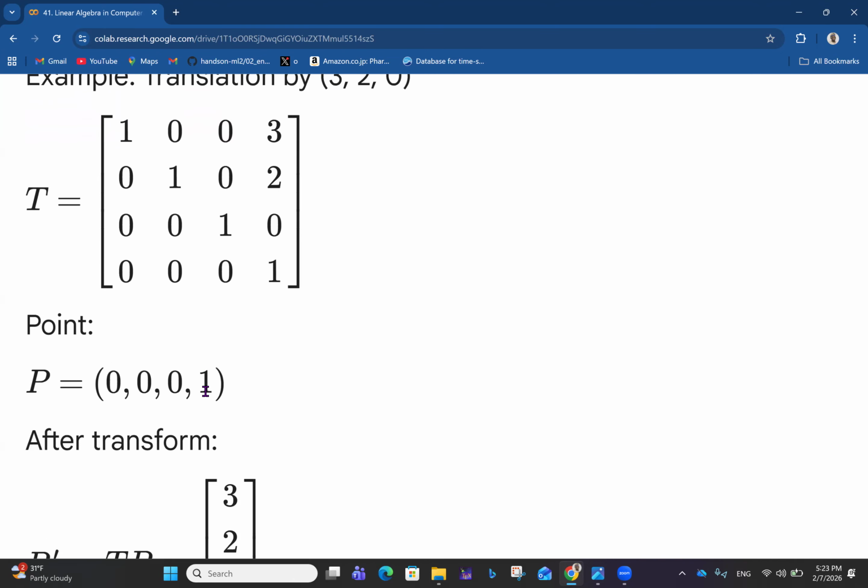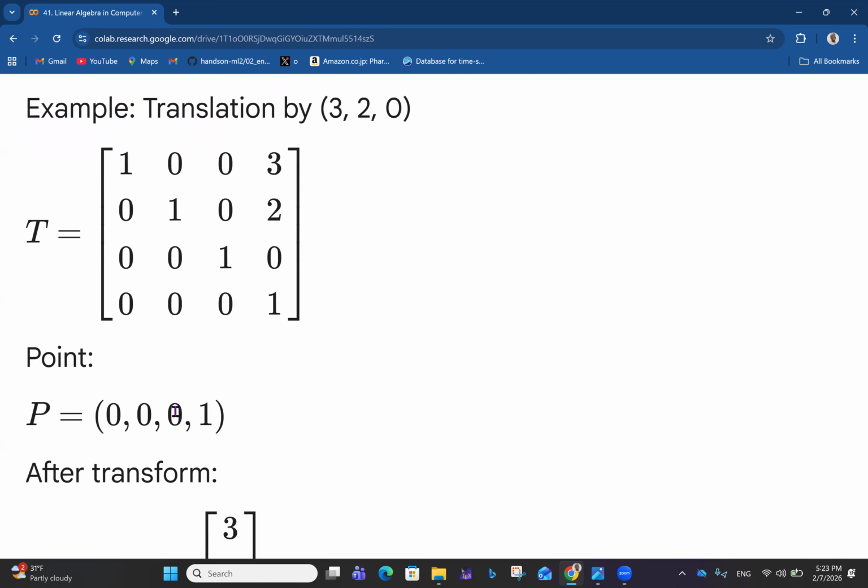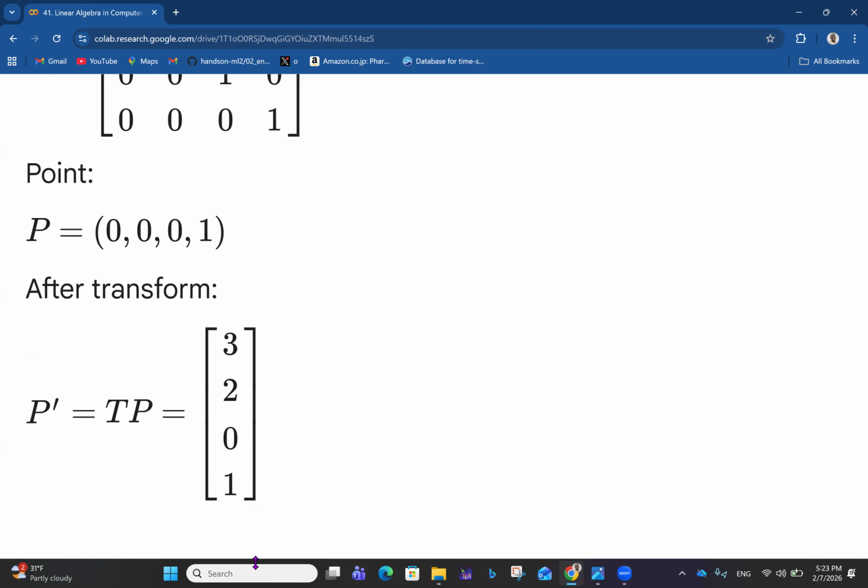So you have P, and you make this a column matrix. So you have a 4 by 4 multiplied by a 4 by 1. At the end of the day, you end up getting a 4 by 1 matrix, like what you have right here.